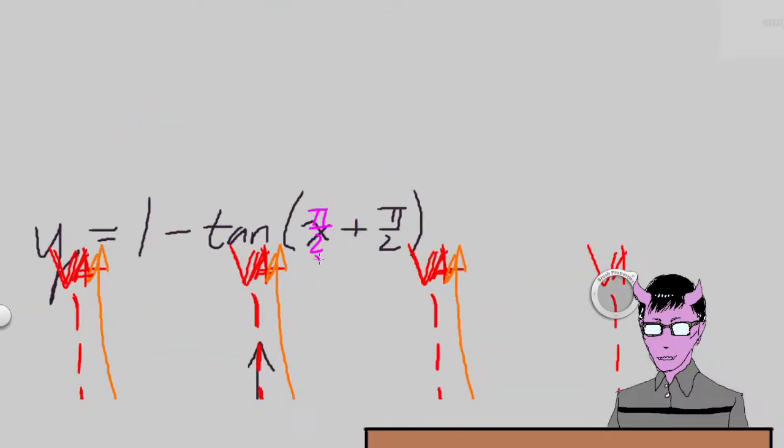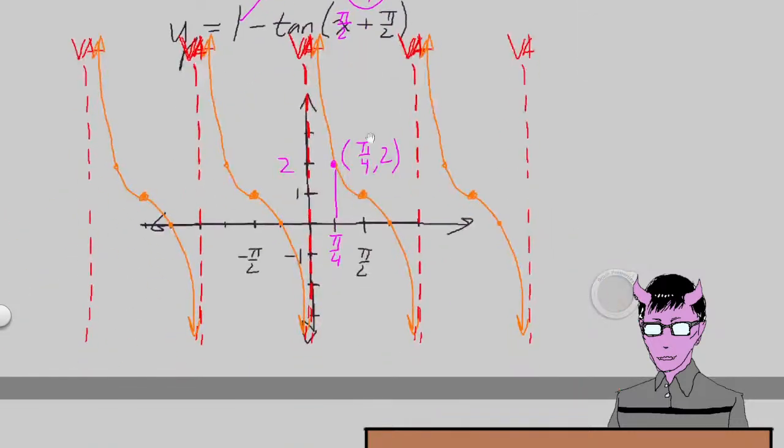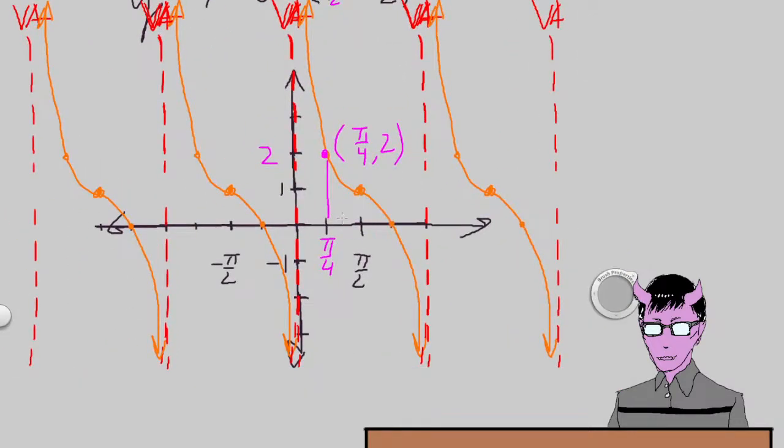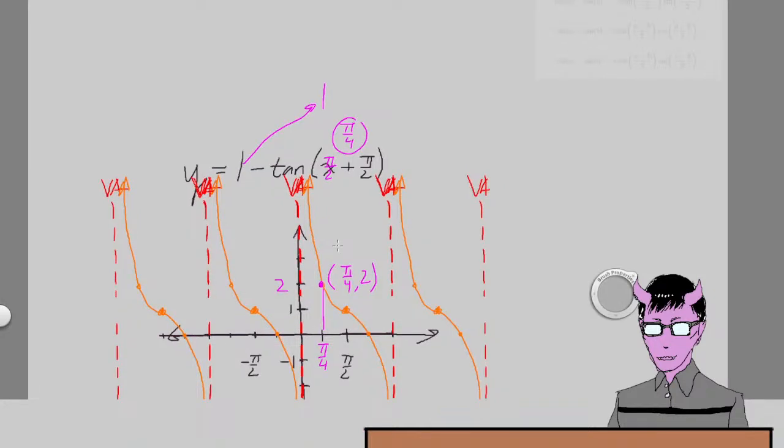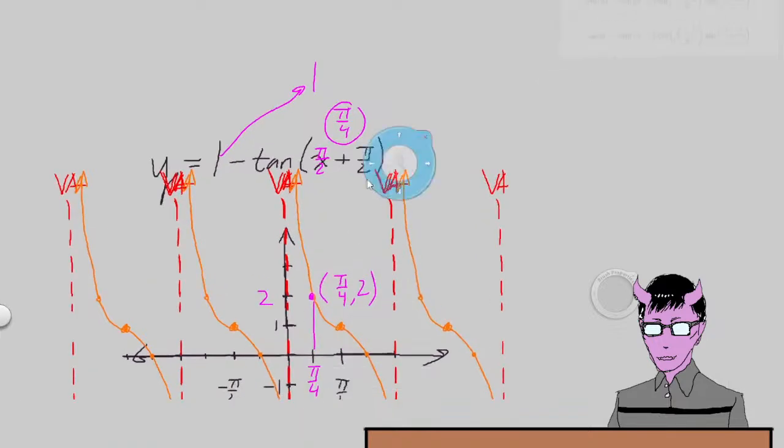So if tangent of pi over 2 plus pi over 2, that's basically pi over 4. Tangent of that one we know is positive 1. 1 minus 1 is going to give us 0. Whoa. That means the prediction was wrong. Wait a minute, something's weird. Well, let me think about this for a moment.